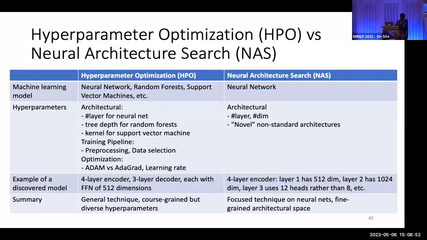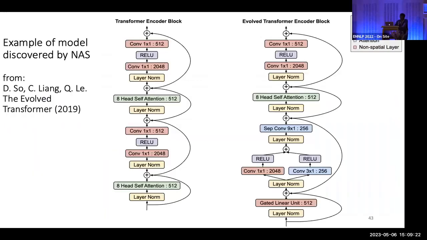All right, so in summary here, you can consider HPO methods as general techniques that can apply to any method, and it's more coarse-grained, but on the other hand, being coarse-grained, it can handle more diverse kinds of hyperparameters. And neural architecture search, or NAS for short, is focused on neural nets, and it's very fine-grained, just focusing on architecture. Okay, so that's what we'll talk about here.